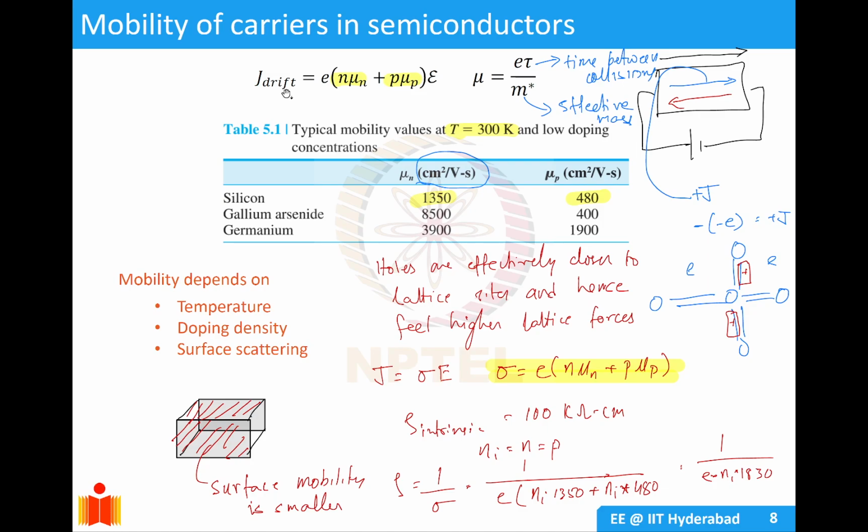So drift current density will be e (n mu n plus p mu p) times epsilon, where mu is given as e tau by m star.